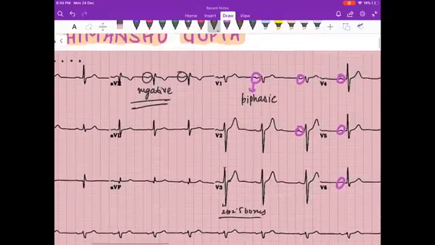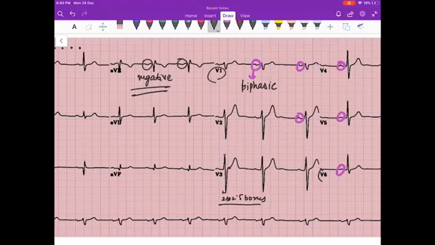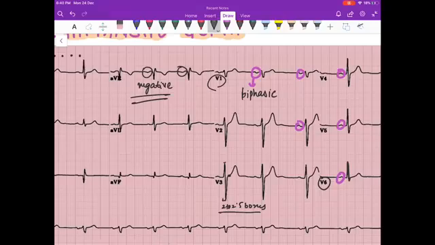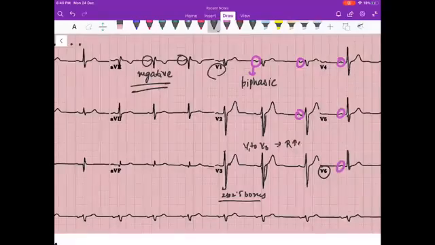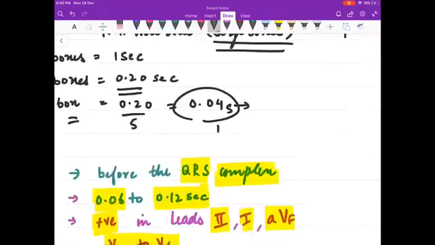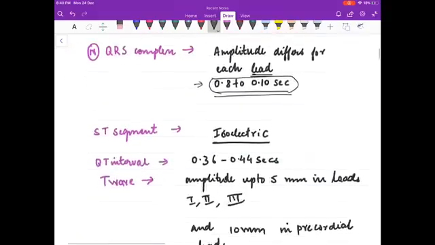And also you have to see that as you move from V1 to V6, the positive R wave increases, and the negative S wave decreases. So here the S wave is more prominent. As we move from V1 to V6, the R wave increases in amplitude. Okay, so this was about the QRS complex.